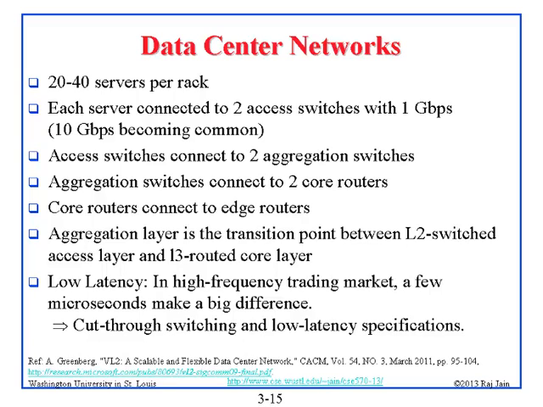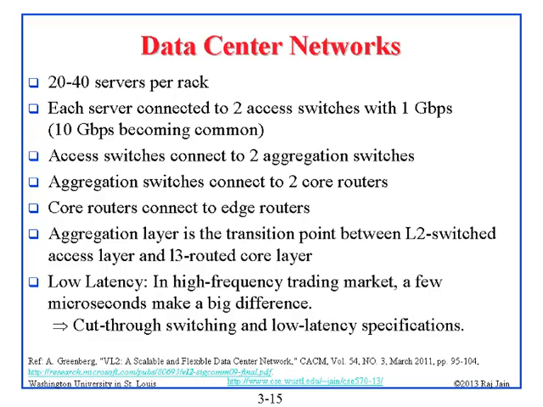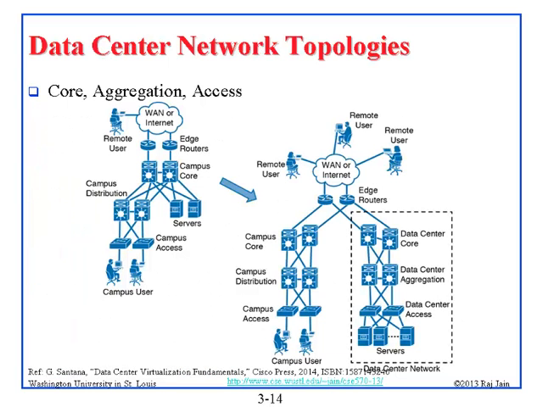So each access switch connects to aggregation switches, which connect to the core routers, if you want to call them core routers, which connect to the edge routers. So the edge routers are outside. These are the edge routers. They connect to the internet, and the core routers are inside this domain, right? And then the aggregation layer is the transition point between L2 and L3.